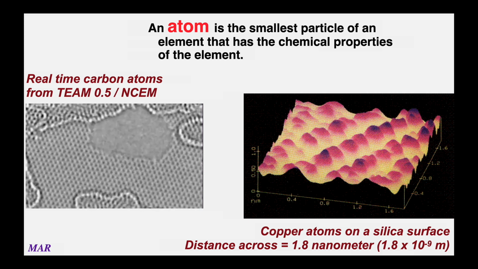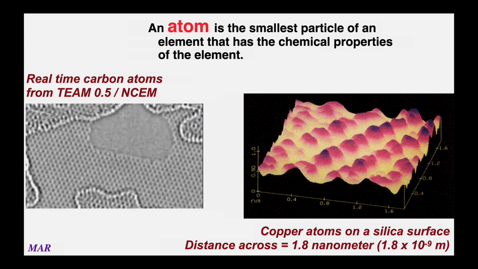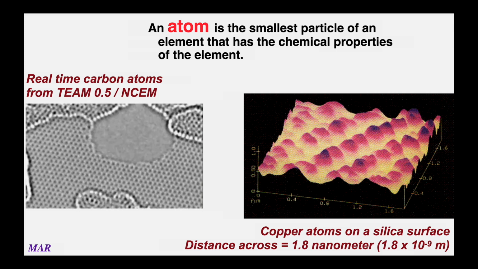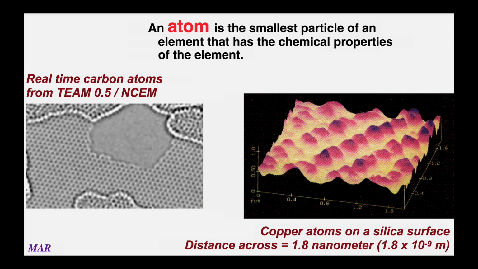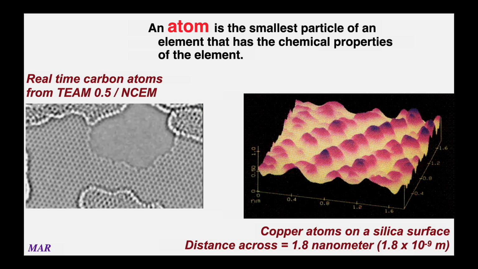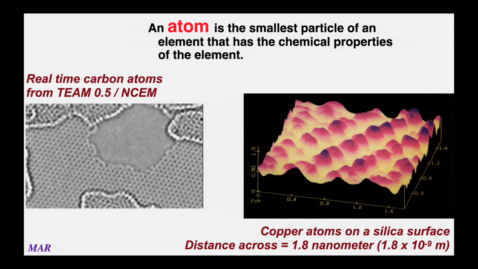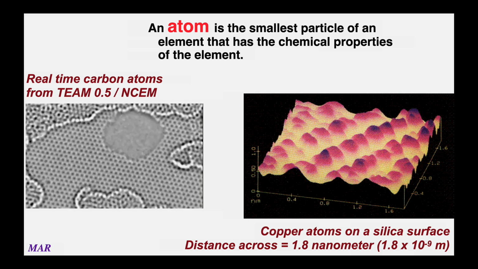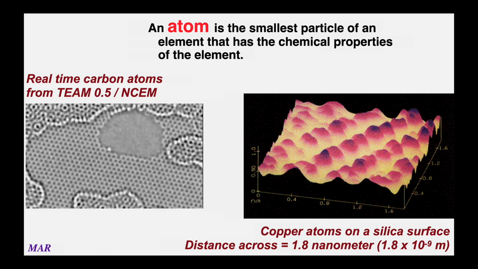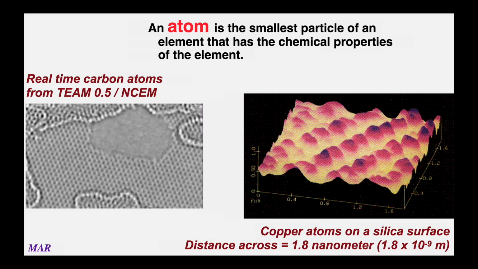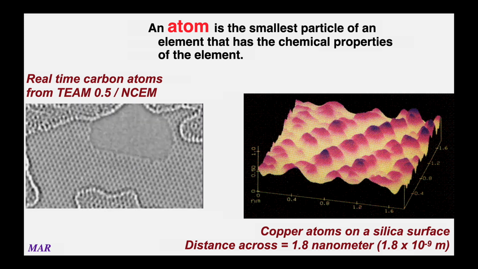And they are so small. These are examples of home movies and pictures, if you will, of atoms. The left-hand side, the animation, is a set of carbon atoms. The right-hand side, those little humps are all representing copper atoms. And the distance is very, very small. Distance across is about 1.8 nanometers for the copper atoms.